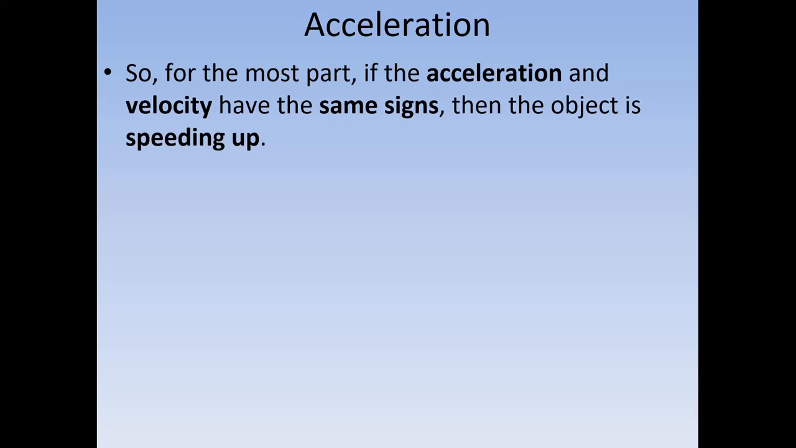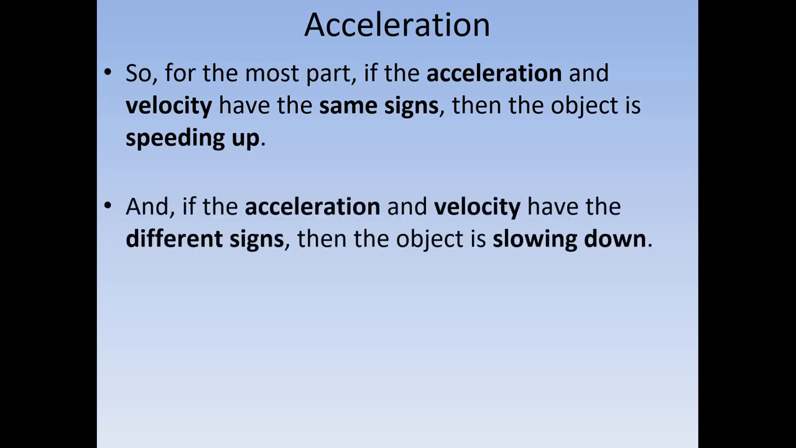Now, altogether, the big takeaway is that the direction of the acceleration and velocity matter, in the sense that you want to note whether or not they're the same direction or opposite directions. If they have the same signs and they are pointing in the same direction, then we're going to have a case of an object speeding up. If the acceleration and velocity are in different directions and have different signs, one being positive, one being negative, then we have an object slowing down.